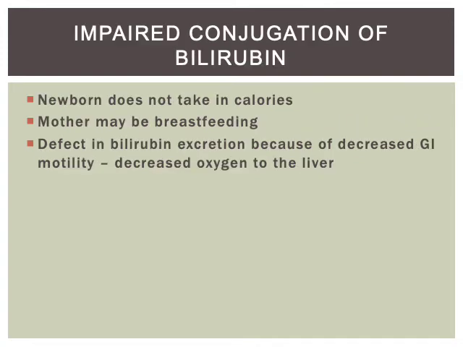Impaired conjugation of bilirubin: a newborn does not take in calories when this is happening. When there is impaired conjugation of bilirubin, it happens because the newborn is not taking in enough calories, or maybe mom is breastfeeding, but it's not enough. The baby is not getting enough. And also it can happen due to a defect in bilirubin excretion because of decreased GI motility and decreased oxygen to the liver. And this is also physiological jaundice.